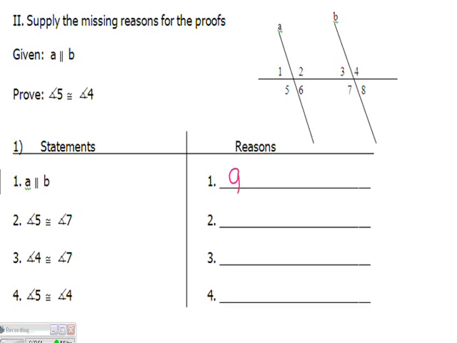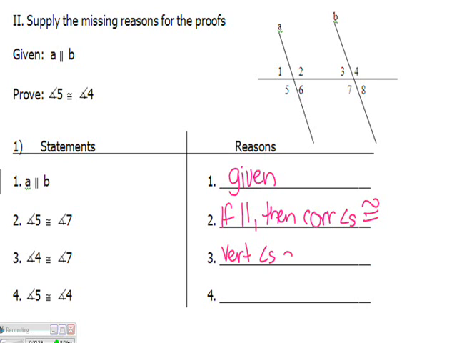All right, so that was my given, obviously. A is parallel to B is my given, which means that angle 5 is congruent to angle 7. So if parallel, then, the angles that 5 and 7 are, they are corresponding angles. And then corresponding angles are congruent. All right, 4 and 7 are vertical angles. That's my vertical angles postulate, and it simply states that vertical angles are congruent.